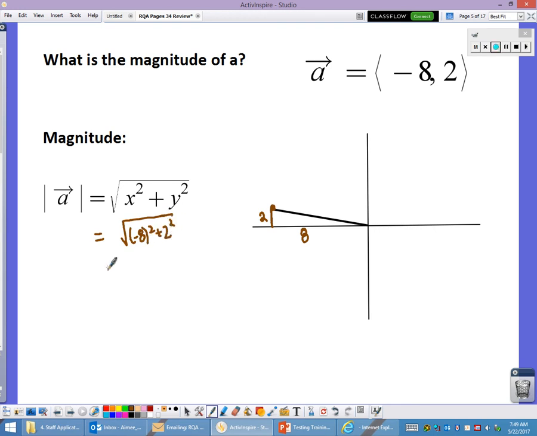Now you have to be careful. If you put this in your calculator, you do have to be sure you put that -8 in parentheses or it will give you a different answer. So we're really looking at the square root of 64 plus 4. Therefore we can just leave our answer as root 68. You really don't need to find the decimal approximation for that. That's magnitude. That's basically how long this value is. This is the magnitude of A.